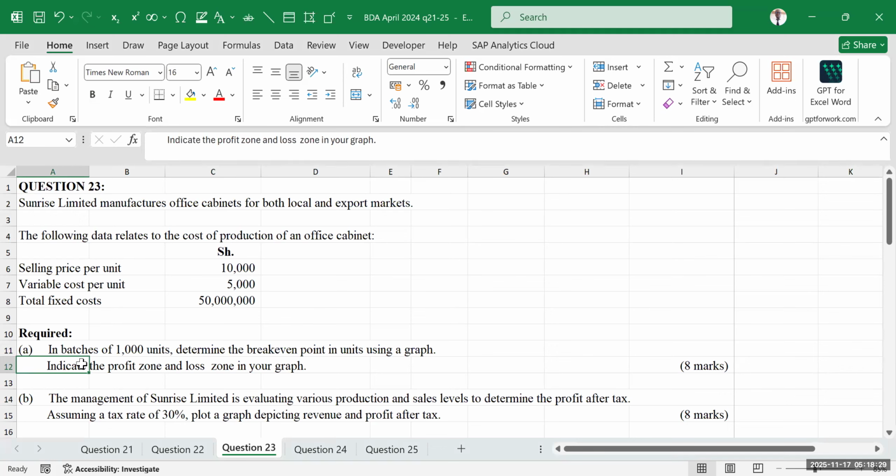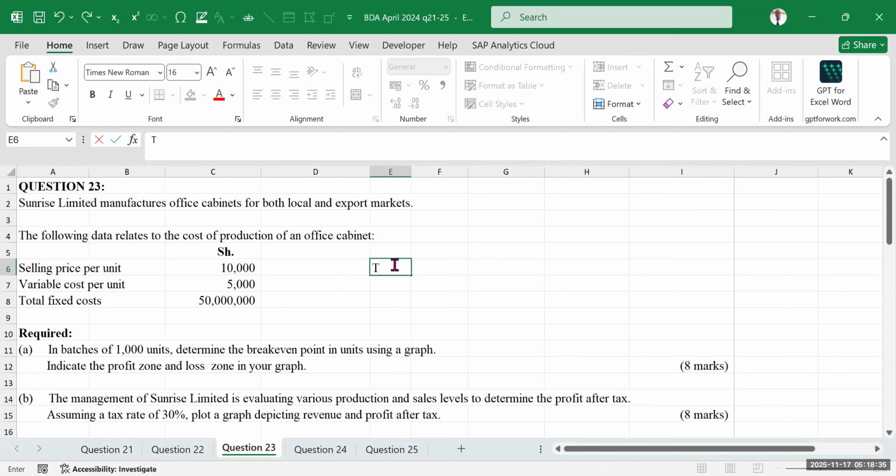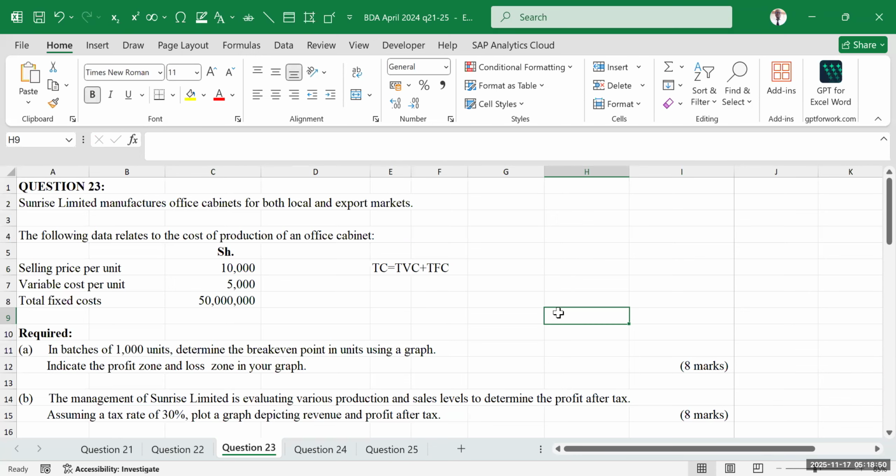So to put it into perspective, we just need to remind ourselves of this simple concept. We know that when you talk about total cost, remember we have two aspects of cost, variable and fixed. So you know that total cost is made up of those two, total variable cost plus total fixed cost. That is a very basic reminder, which I believe we all remember.